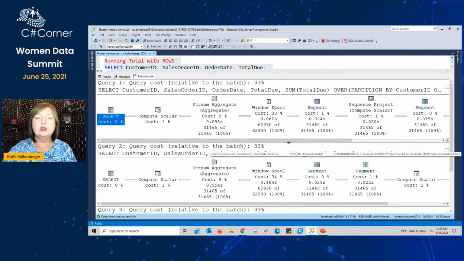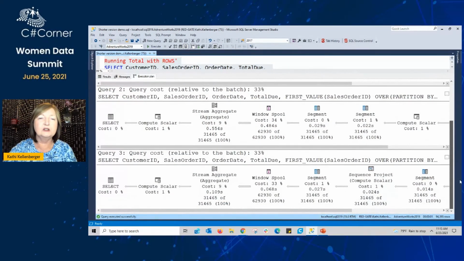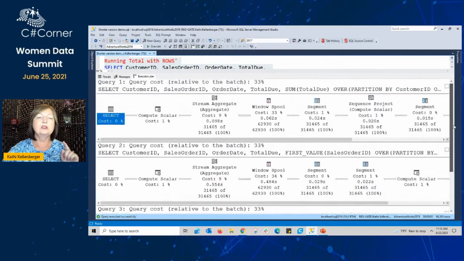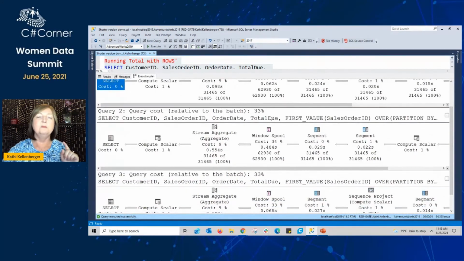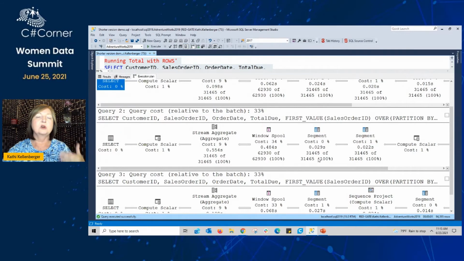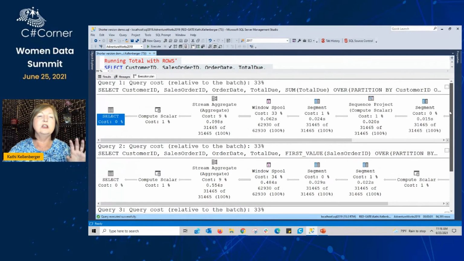So I look at the execution plans. I'm still seeing, in fact, a really interesting thing here. I'm seeing 33%, 33%, 33%. But in real life, I know that the one in the middle is taking most of the resources, the one that doesn't have the frame built into the query. It does, but it's the default frame. So this is the one that's actually taking up most of the resources. So this 33, 33, 33 is a lie, okay?